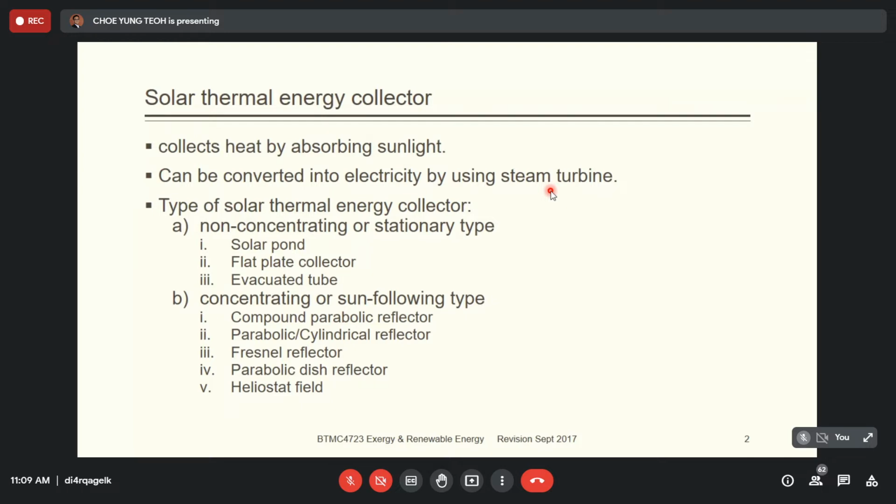So it must be more than 100 degrees Celsius. But as we know, most solar thermal collectors are not able to produce a temperature up to 100 degrees Celsius. In other words, we are not able to use them to run the steam turbine. But we can use them for domestic heating, maybe for your hot water. The rest we are not able to do unless we do some modification, or use a concentrating solar thermal collector.